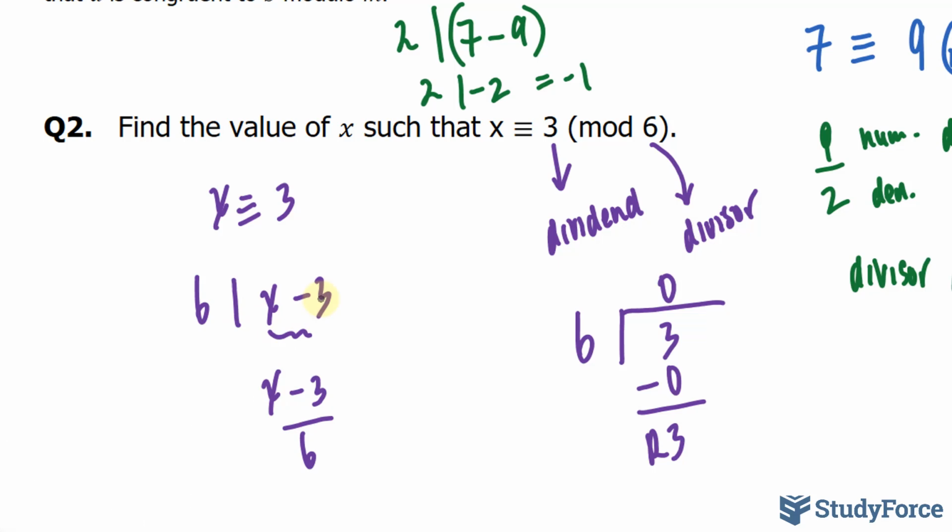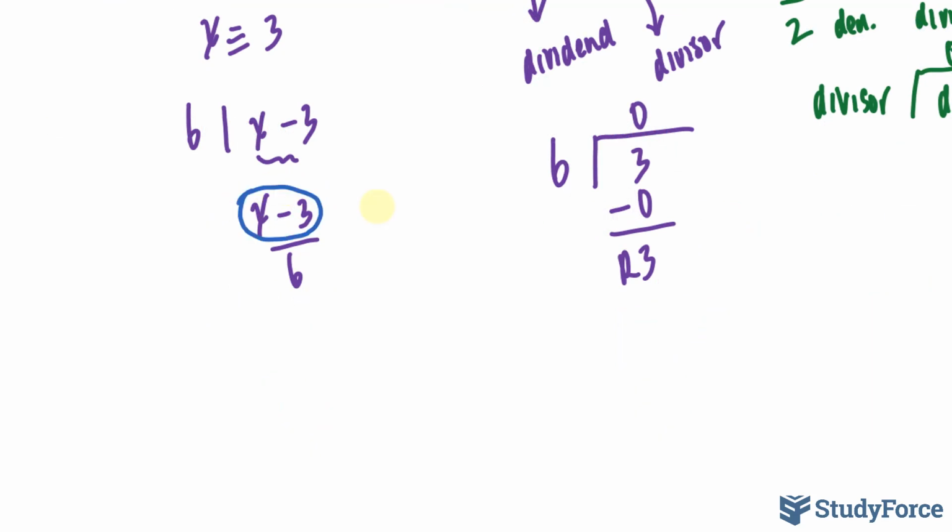Now for 6 to divide some number, in our case x take away 3, x take away 3 must be a multiple of 6. All multiples of 6 can be expressed as 6k, where k represents any integer. That being said, x take away 3 needs to equal 6k, as shown. And from here, we can solve for x. I'll bring that negative 3 over. I get 6k plus 3 is equal to x.